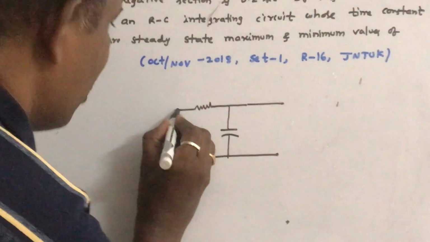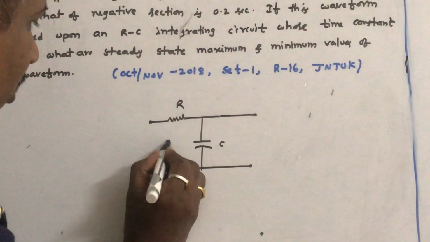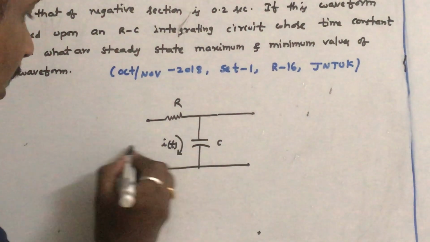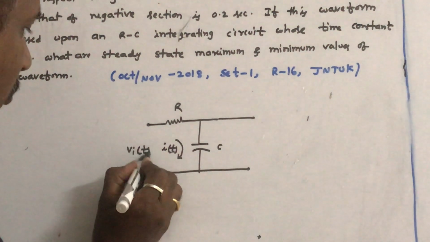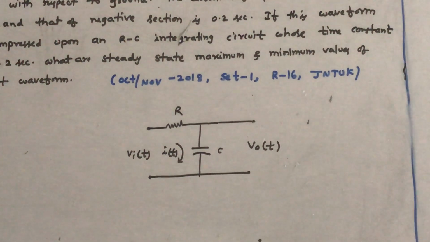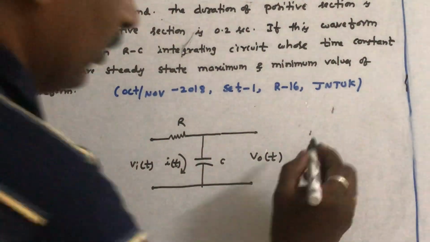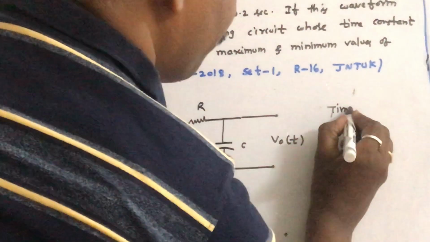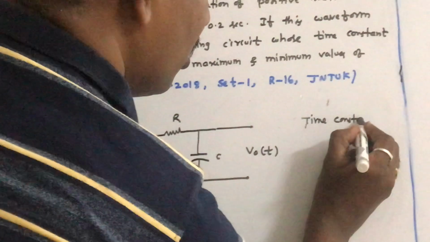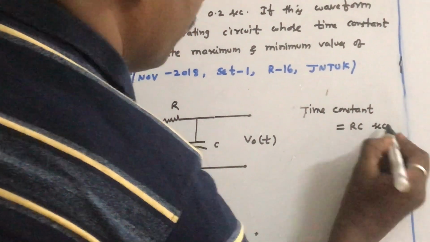So this is the RC low pass circuit, as you know. This is the current through the loop, i of t. Let Vi of t be the input to the circuit and V0 of t the output of the circuit. The time constant of the circuit is R into C, a very simple formula, RC seconds.